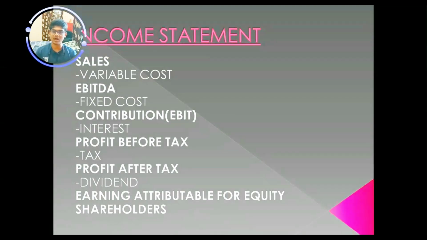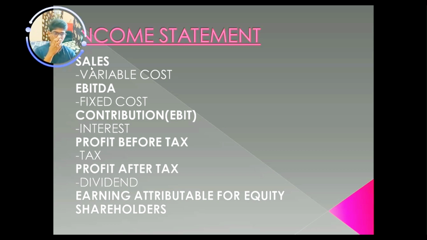So for understanding how EPS and PE ratios are calculated, we have to understand how the income statement is formatted. There is a format for the income statement, and from the income statement we can calculate earnings attributable to equity shareholders. It just means how much earnings are there for the equity shareholders of a company.